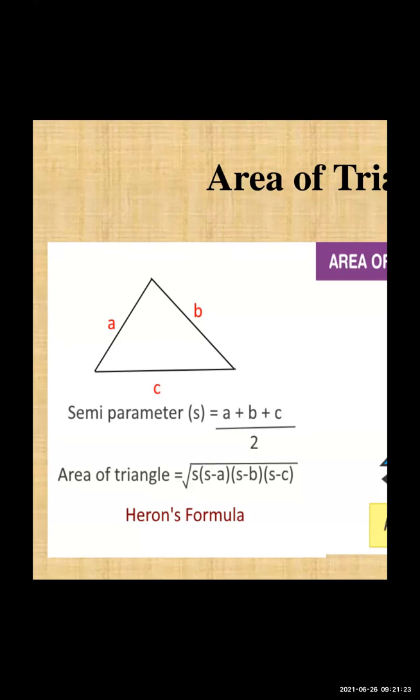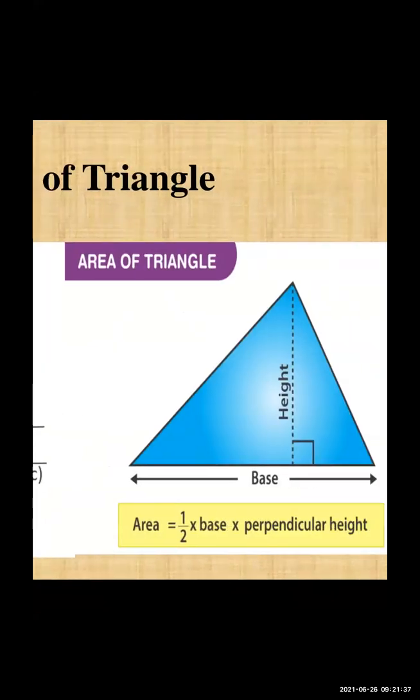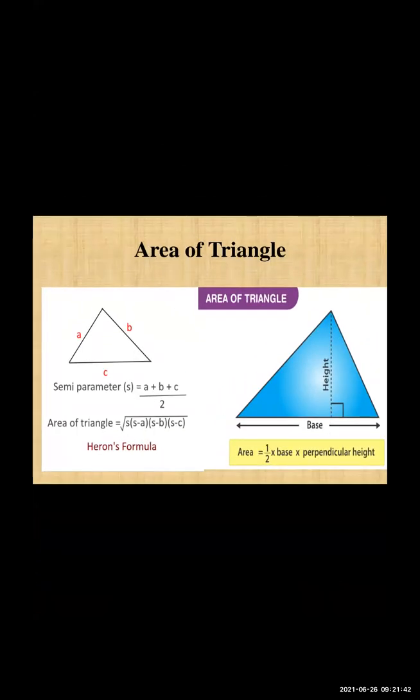Or if you go by Heron's formula using the sides, then you have to remember two different formulas: first for the semi-perimeter, and second for the area of the triangle. Here only one, that is 1/2 into base into height. But it depends upon what is given to you. If all the sides a, b, c are given, then you have to go with Heron's formula. And if only base and height are given, then you can go with the normal area of triangle, 1/2 into base into height.